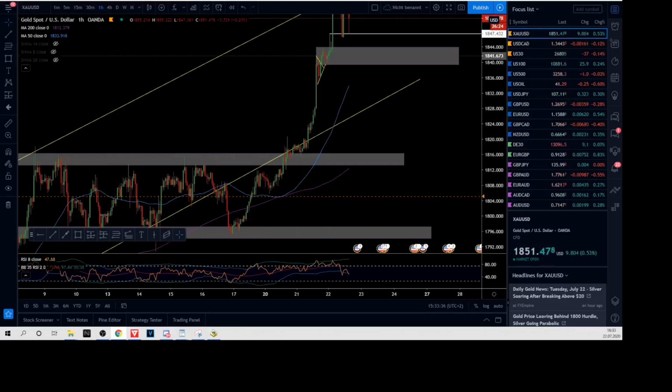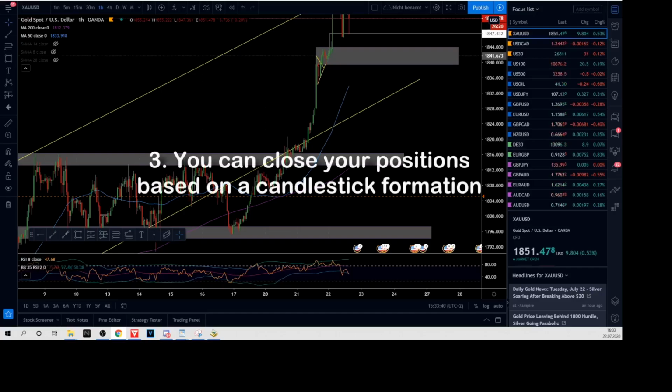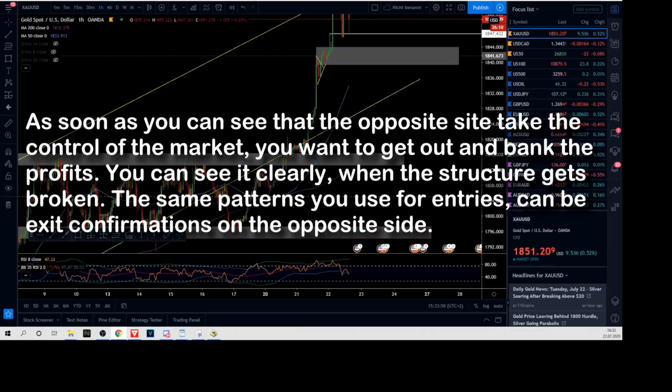Number three, how to scale out of a winning trade. I mean, you can close your positions based on a candlestick formation as well. I've told you this, I will tell you again and again. Like as soon as you can see that the opposite side takes control of the market, you want to get out and bank the profits. You can see it clearly when the structure gets broken, okay? And the same patterns you use for your entries can be your exit confirmations on the opposite side.